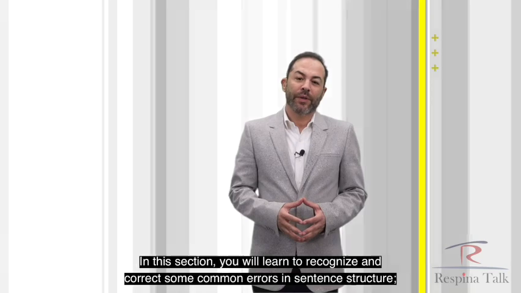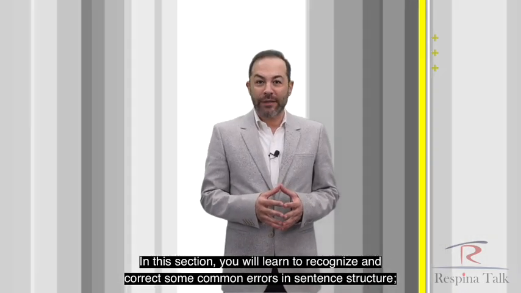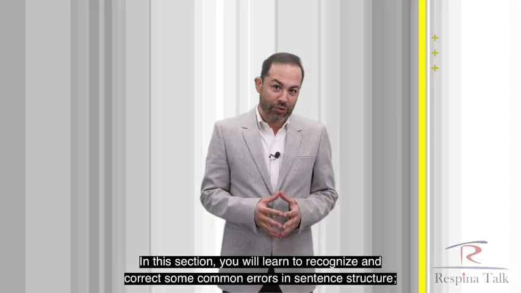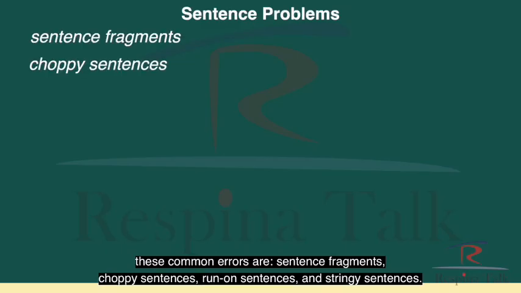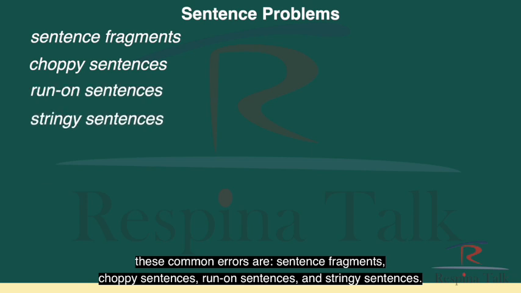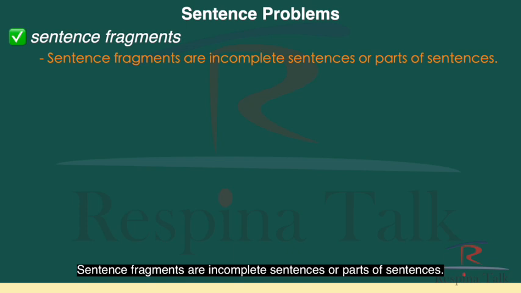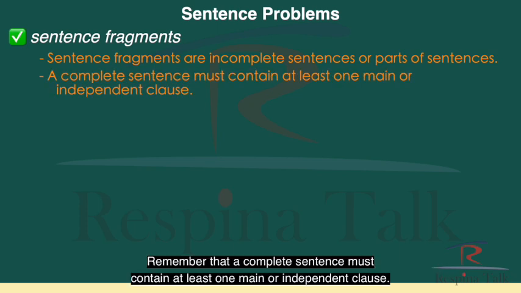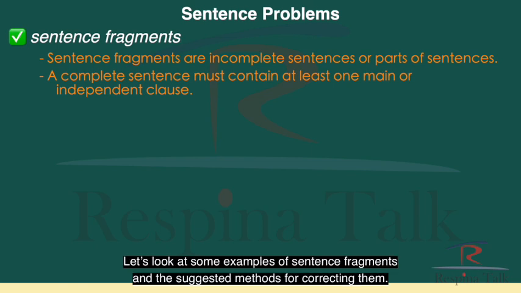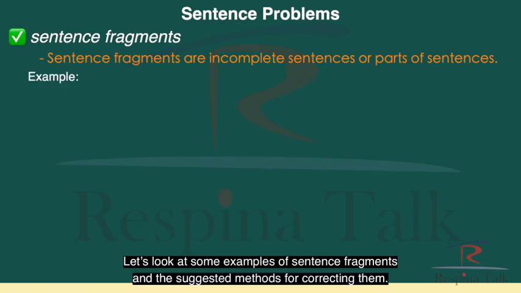In this section, you will learn to recognize and correct some common errors in sentence structure. These common errors are sentence fragments, choppy sentences, run-on sentences, and stringy sentences. Sentence fragments are incomplete sentences or parts of sentences. Remember that a complete sentence must contain at least one main or independent clause. Let's look at some examples of sentence fragments and the suggested methods for correcting them.